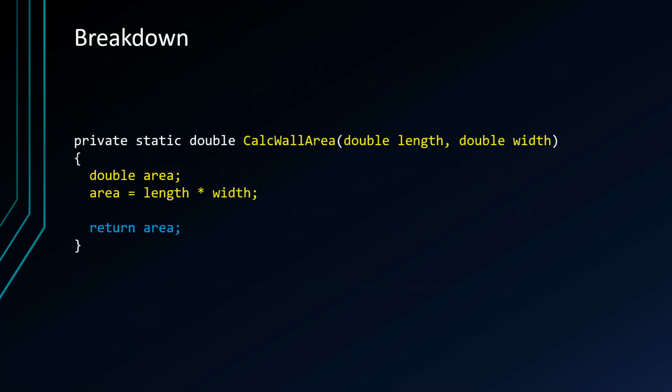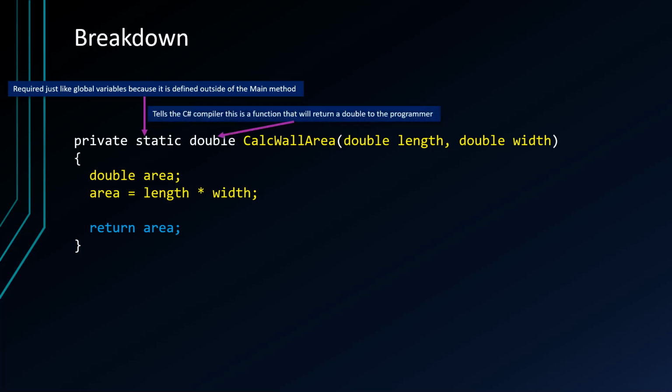So let's break this down so we can see everything. Just like yesterday, we have the same setup. We have static, which is required because it's created outside the main. We have our return type. This is one of the differences. Our return type, this time, is a double.